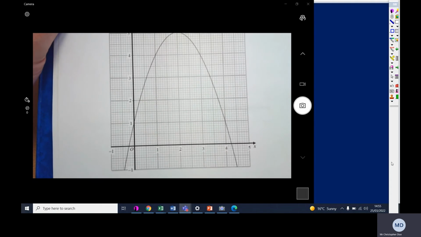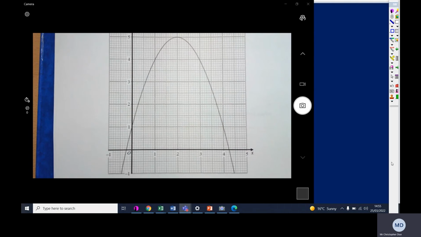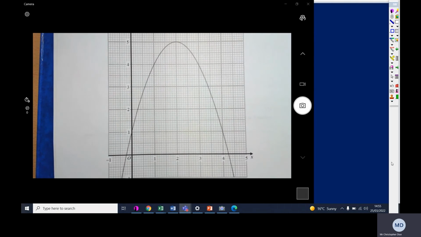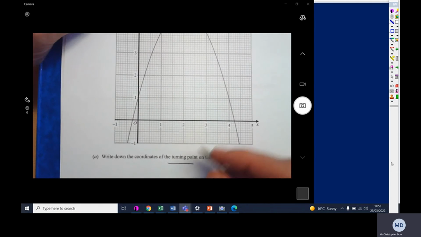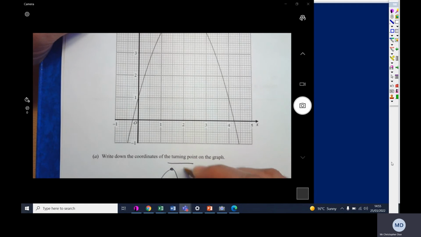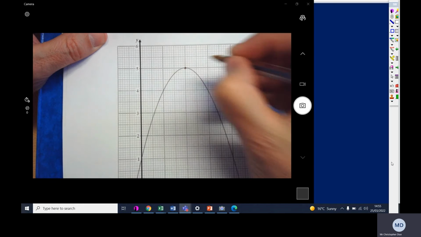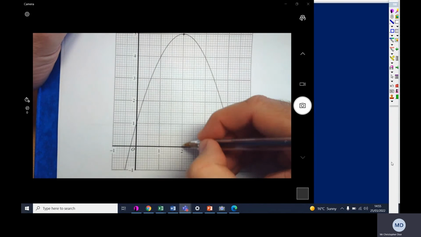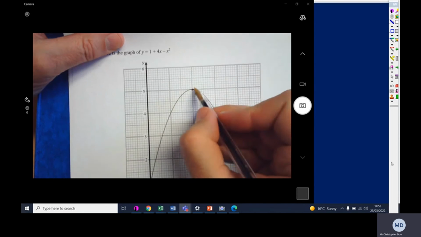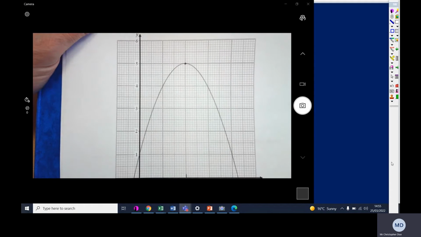Question 6, we went over in class, so you might have done this. A turning point is either a maximum point or a minimum point. So here the turning point is right there. Let's read off. If you read down, it comes to 2, and you read across the y-axis, it's 5. So 1 mark for 2,5.